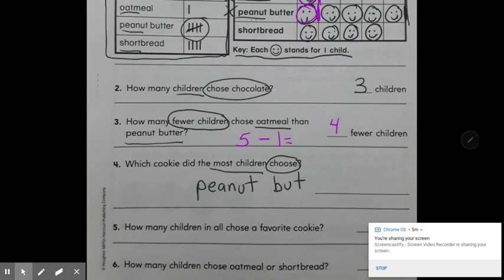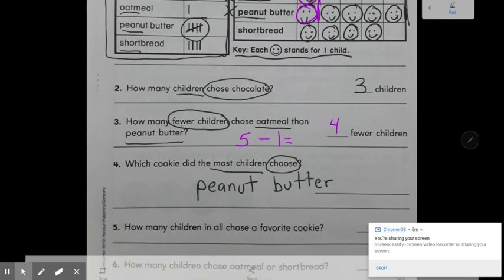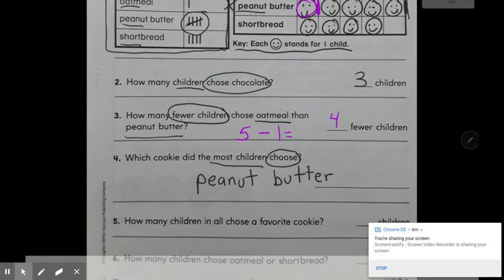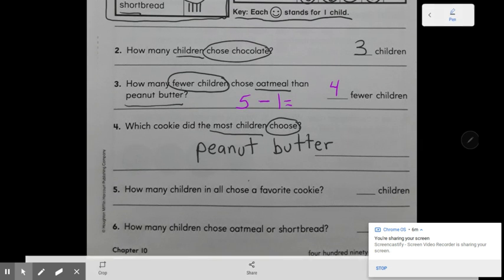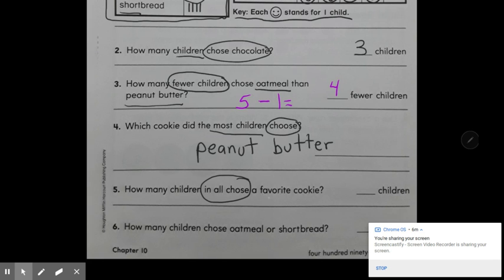Now, boys and girls, I'm trying a new computer program, so my writing might not be as perfect as I usually do. Okay, the next question says, how many children in all chose a favorite cookie?